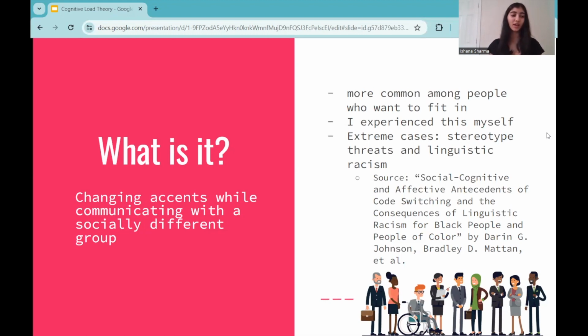According to Johnson and his colleagues' paper, people of color can face stereotype threats where they do not alter their words, accent, and/or mannerisms when interacting with other social groups. This is known as linguistic racism. The consequences from this can result in people being afraid or uncomfortable presenting their true authentic selves in a public setting.